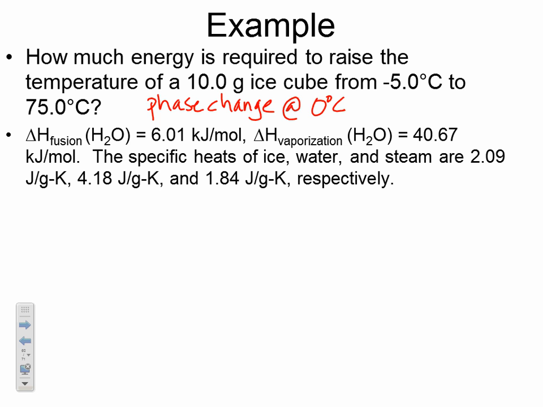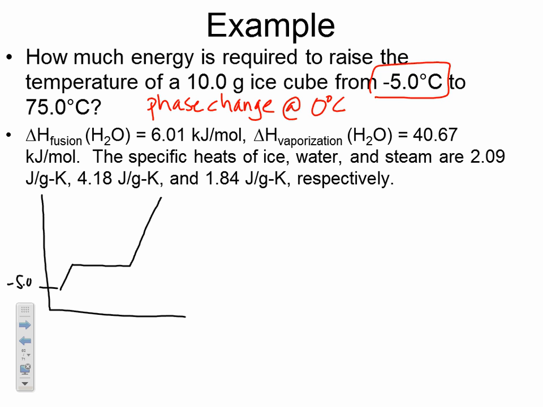So I'm actually going to start by just sketching a heating curve for the information that we have. We know that we're starting at -5 degrees Celsius, so I'm going to label that. But I also know that the ice cube is going to melt at 0 degrees Celsius, which is why I drew this flat line here. And I also know that it's going to end at 75. So I'm going to have the solid here, then the solid's going to melt, and then I'm going to have the liquid, and I'm going to be heating it up here.